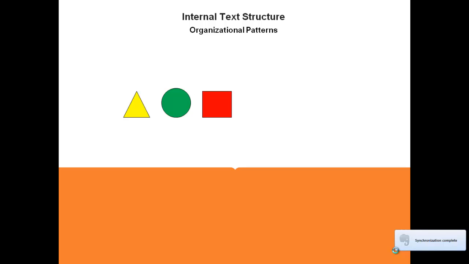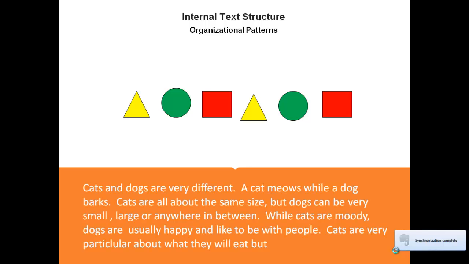So when you were in kindergarten, you learned about patterns. And your kindergarten teacher may have said, you have a triangle, a circle, a square. A triangle, a circle, what comes next? And you knew that the thing that came next was a square. Your brain likes puzzles. It likes to guess what's going to come next. So when you can identify those internal organizational patterns, your brain is going to stay focused longer on the text.